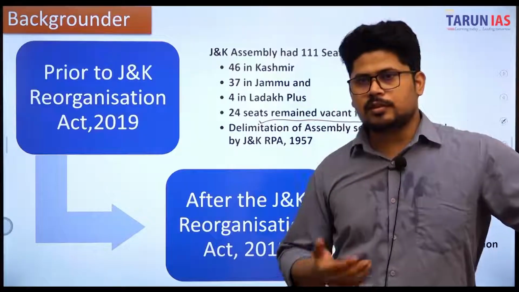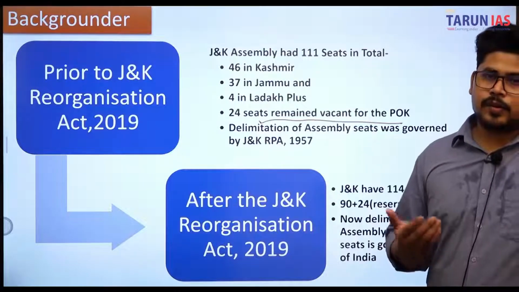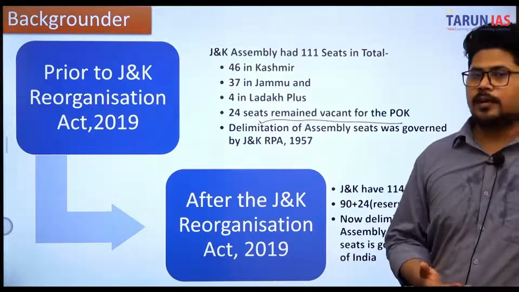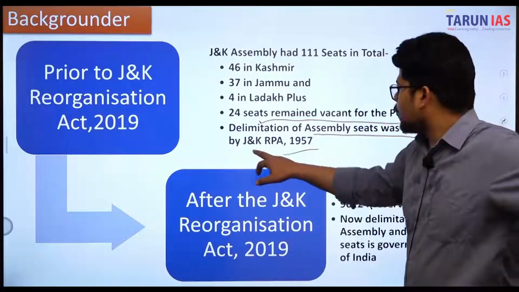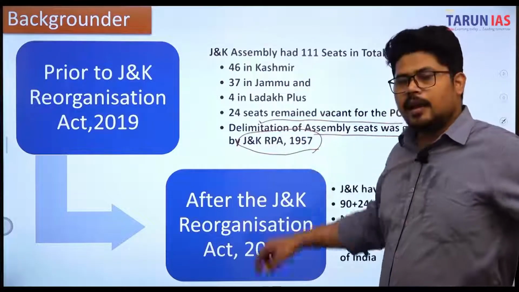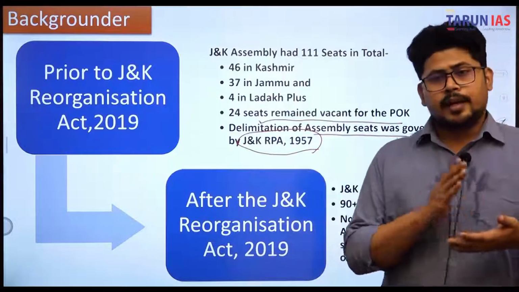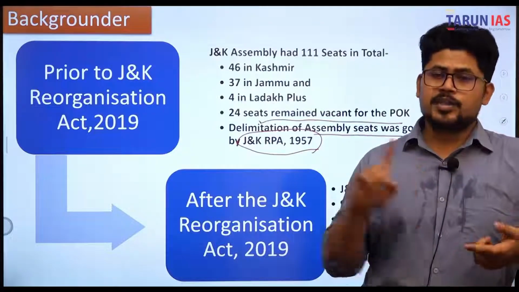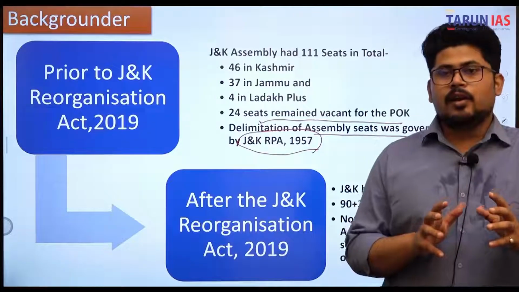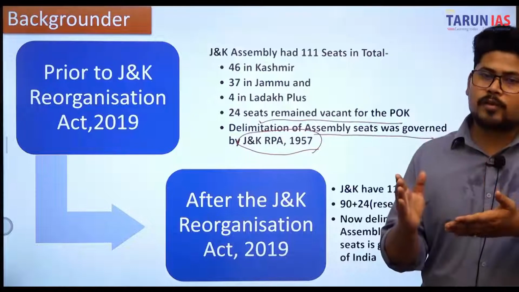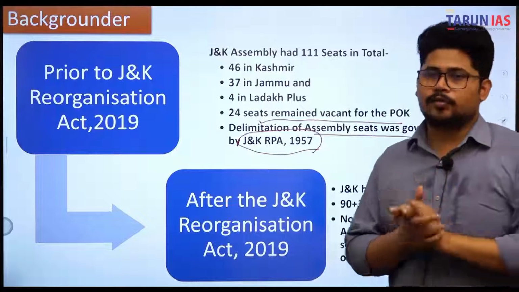It was a symbolic assertion of the fact that POK is still a part of India. Delimitation of assembly seats was governed by J&K RPA 1957, the Representation of People's Act 1957. Delimitation of assembly seats was governed by J&K RPA 1957, but delimitation of the whole state of J&K for the election of Lok Sabha was governed by the Constitution of India. There was basically a dual kind of system.